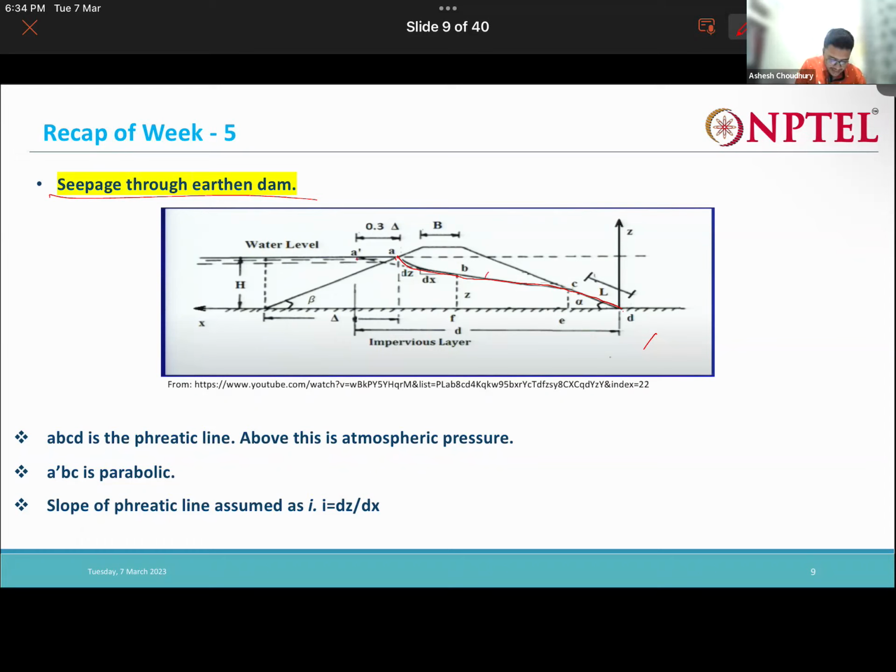Now A dash B C is a parabola. We are considering that this is a parabola, and the slope of this line is assumed as dz by dx, that is, perpendicular by base. Casagrande actually changed this thing, so we will see later why he gave this I. For now, we are taking this I as dz by dx.